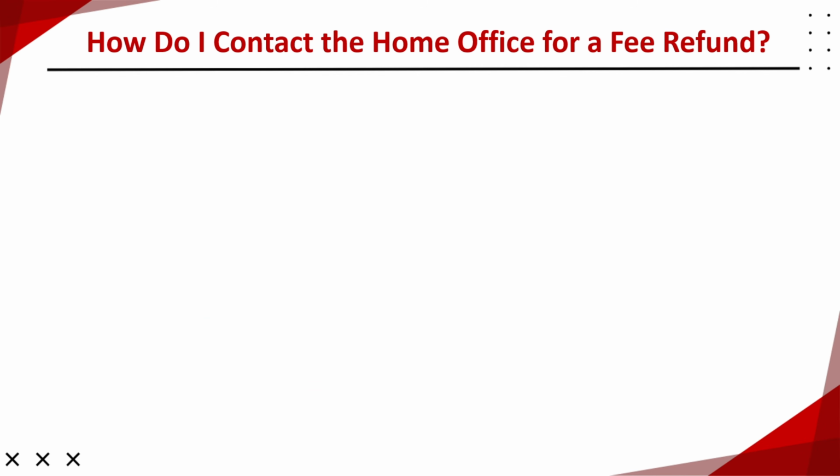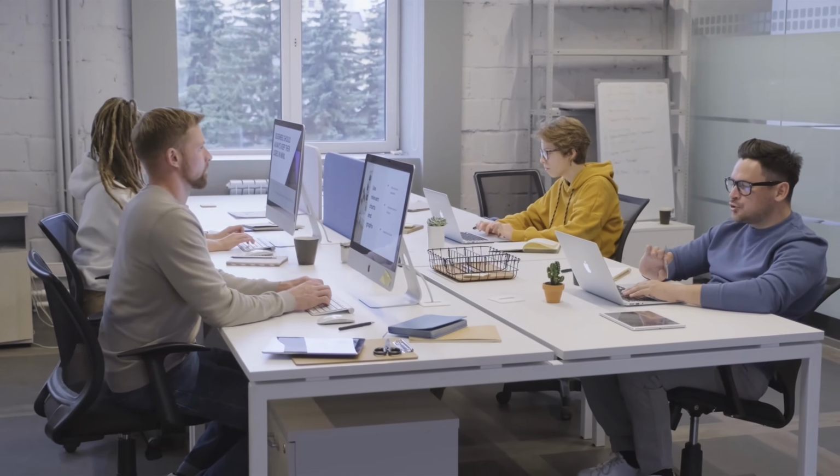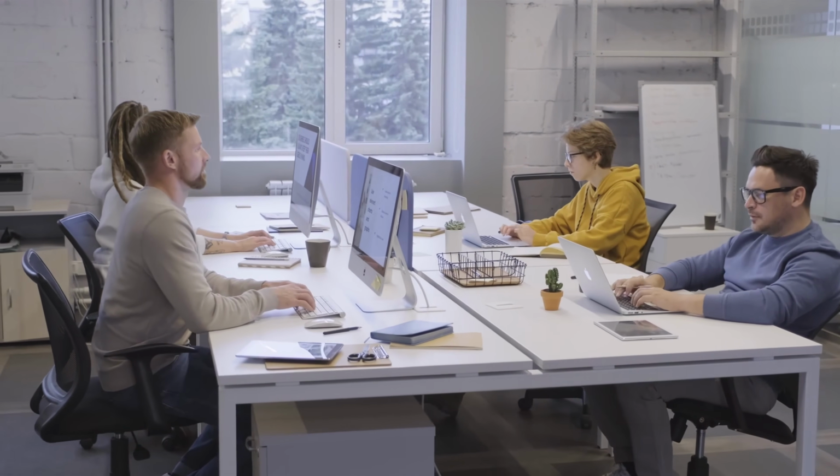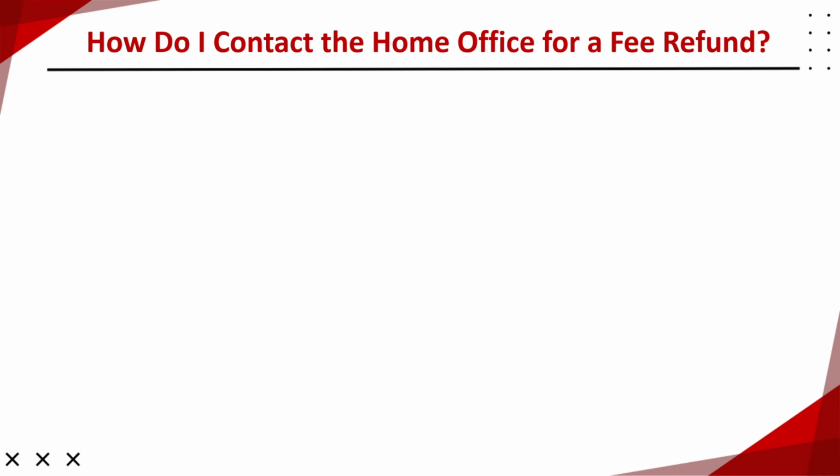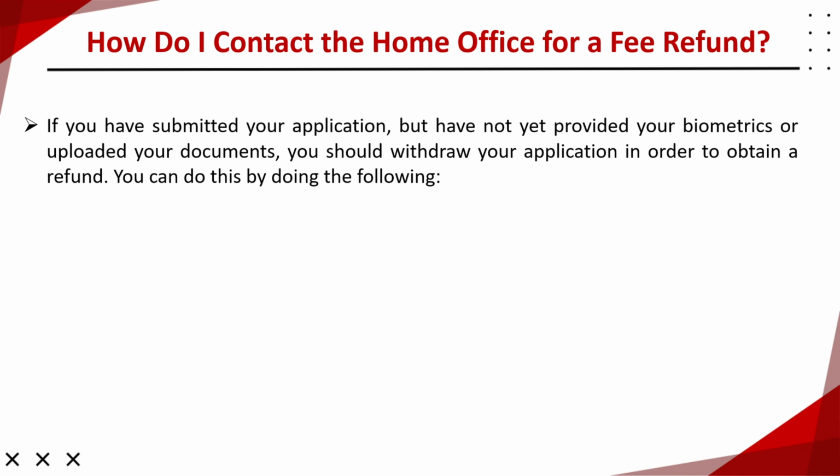Now, how to contact the Home Office? This is very important because the Home Office never asks you or never informs you that you will get the refund. So you need to contact them for the refund. So how to do that? If you have submitted your application but have not yet provided your biometric or uploaded your documents, you should withdraw your application in order to obtain a refund. You can do this by doing the following.